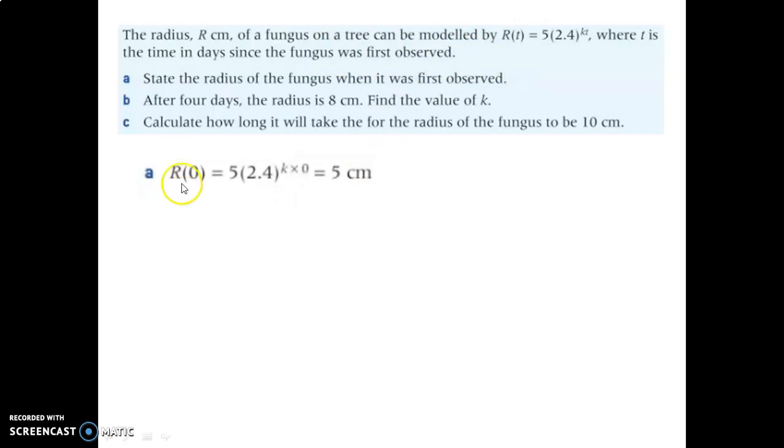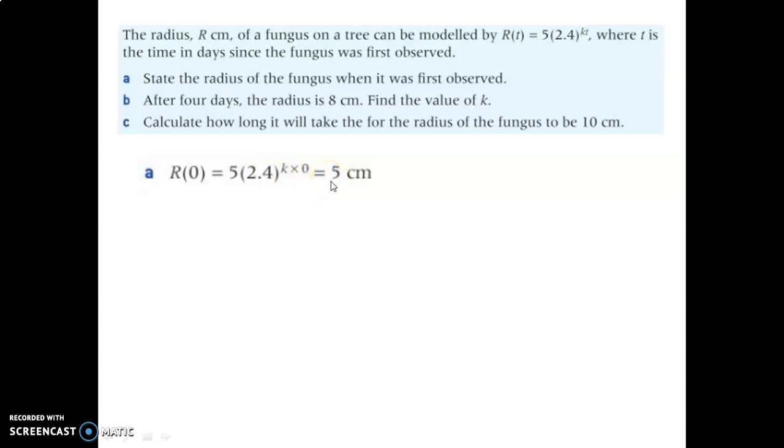In A, we want the radius of the fungus on the tree at time 0. So we put 0 in this equation because it says when it was first observed. When something is first observed, we say the time equals 0, because this is time in days. So time is 0 means right in the beginning. So time goes 0 here, we put 0 as the exponent, and that means it becomes 5, because this becomes 2.4 to the 0, which is just 1.